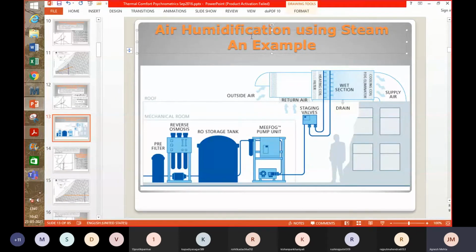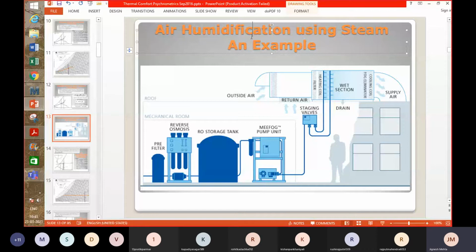So one option is to have hot water sprays and pass air over that, and that will increase the temperature and humidity. Another option is to inject steam directly. Now injecting steam directly is more preferable, as you will see with the help of the example which we are going to solve, when you don't want to increase the temperature much but want to increase only humidity. Okay, want to increase the humidity. So in that case, the steam injection would be done.